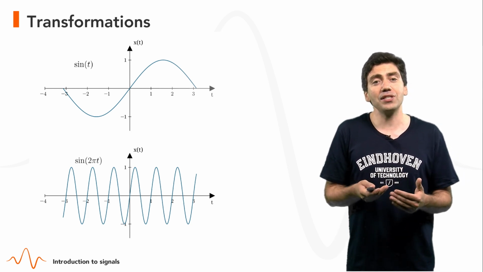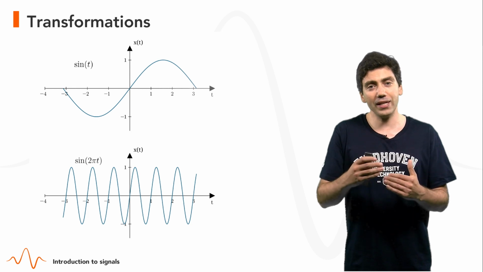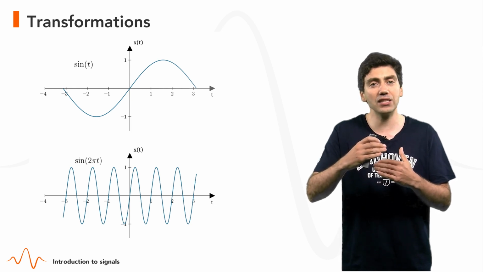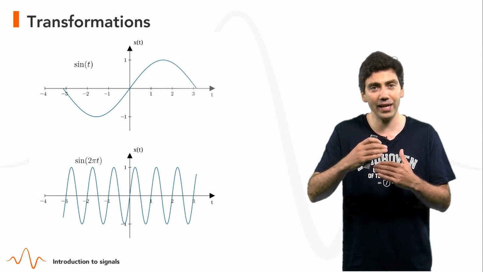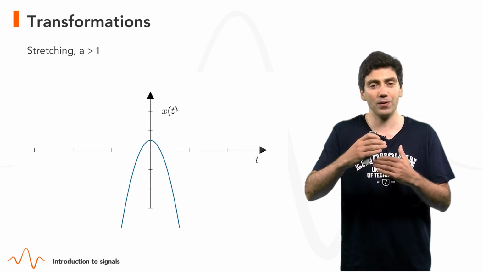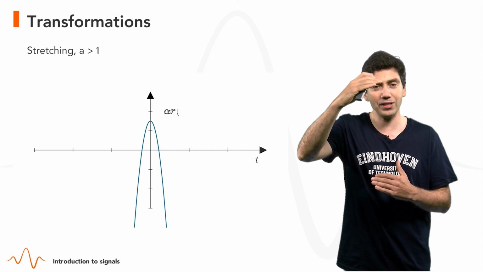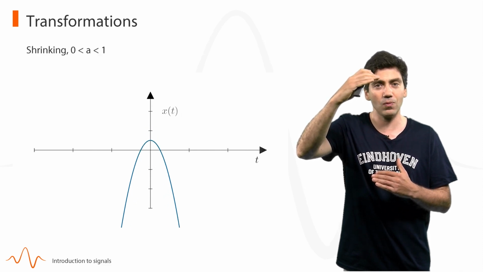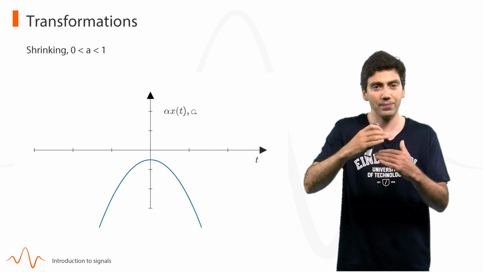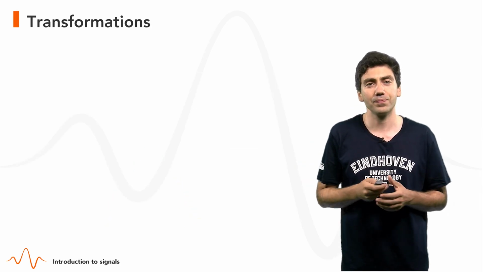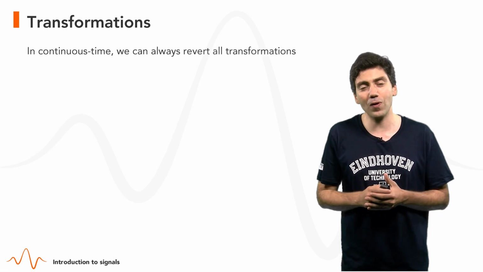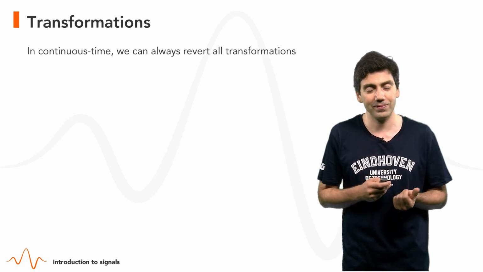Another basic transformation is to shrink or stretch a signal in the signal axis, and this is just obtained by multiplying by a constant a. If a is larger than 1, we get stretching. If a is less than 1, we get shrinking. Now, all the transformations that I've talked about so far, we can always reverse them.